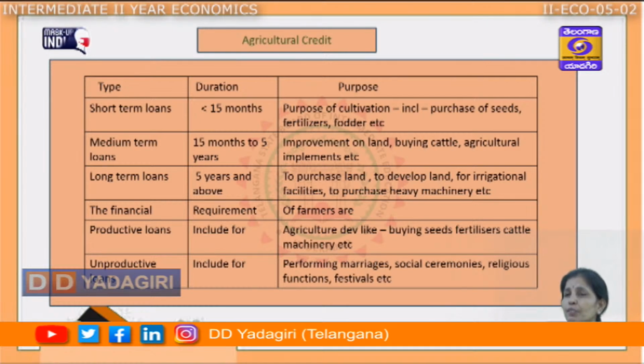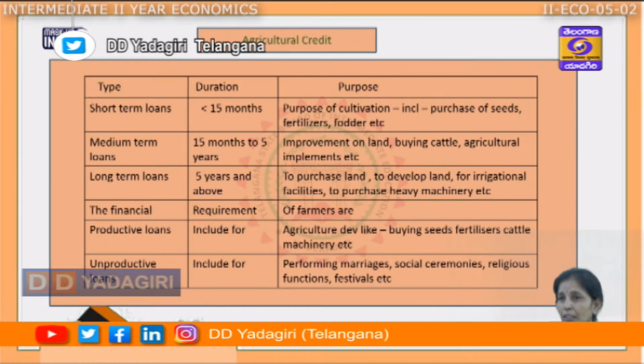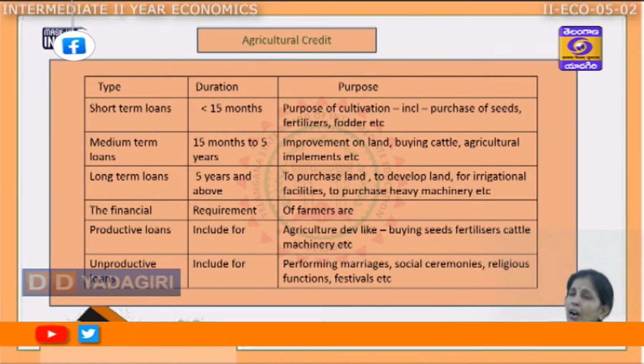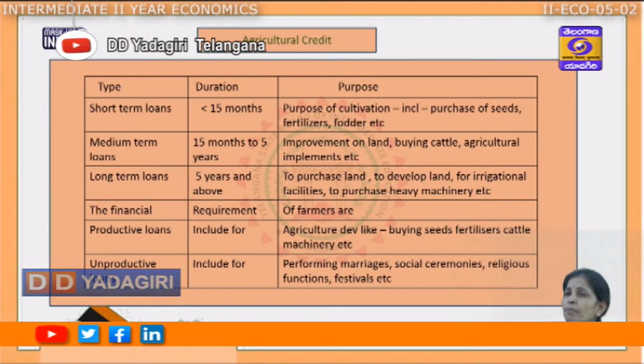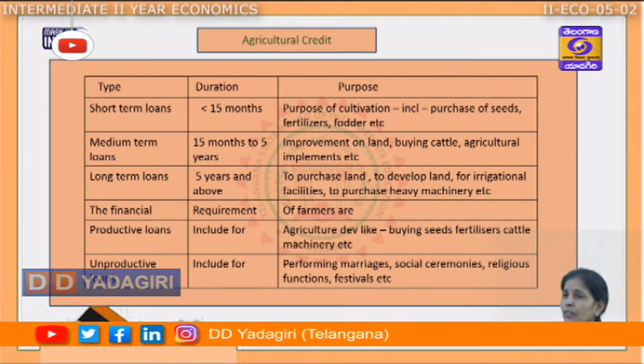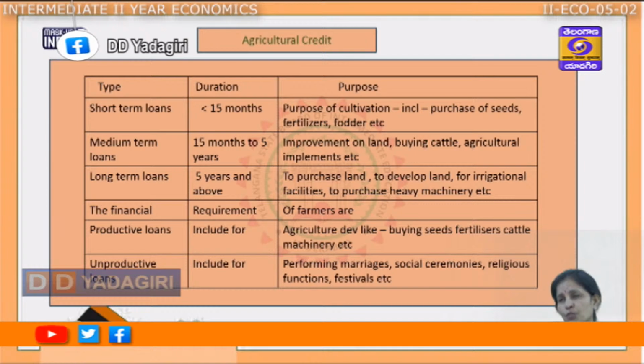The requirements of the farmers are basically classified into short-term loans, medium-term loans, and long-term loans. When we consider short-term loans, the farmers require financial support for less than 15 months for the purpose of cultivation. It could be the purchase of seeds, fertilizers, fodder. For these kinds of requirements, the farmers require short-term loans for just 1 year to 15 months.